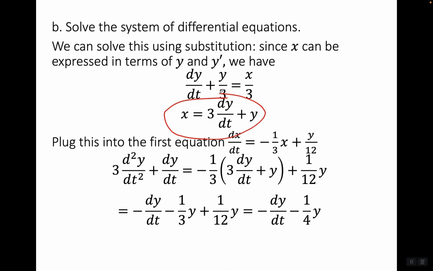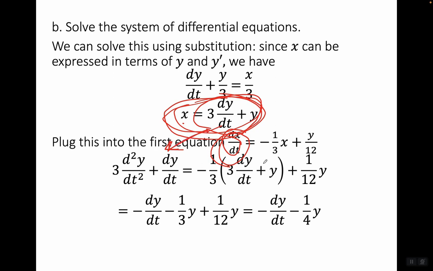So let's plug this into the first equation, dx/dt equals negative 1/3 X plus Y over 12. Notice, now we need to find dx/dt. So if X is 3 dy/dt plus y, to find dx/dt, we just take the derivative of both sides. We get dx/dt on this side, and on this side we get 3 d squared y/dt squared plus dy/dt. We already know X: it's 3 dy/dt plus y. We're taking the derivative of this expression. That's going to be our left side.